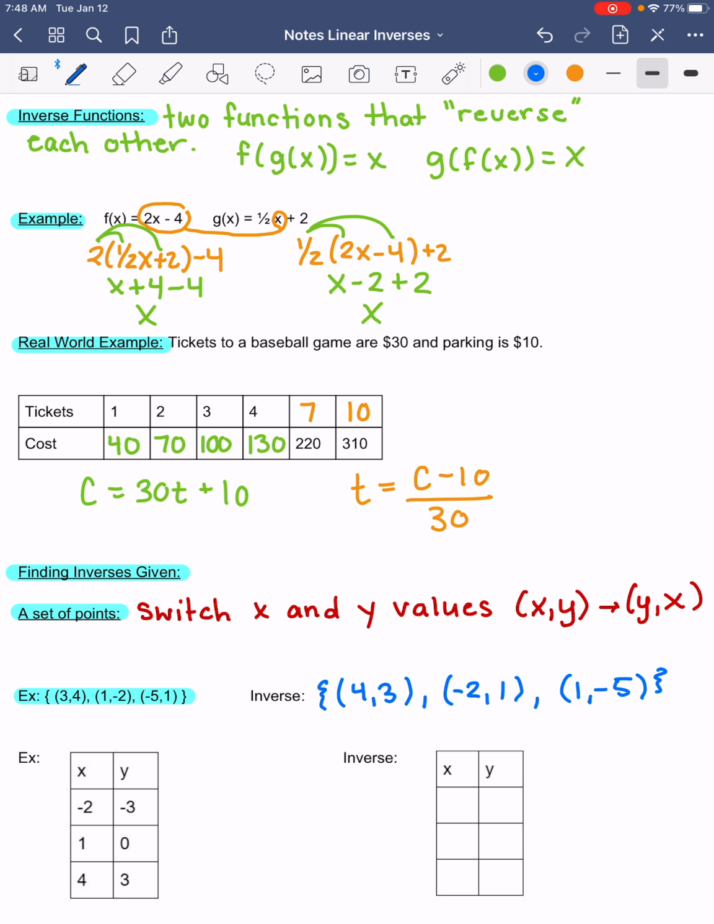That's our answer. If they give it to you in a table, as our next example does, you want to write that down. And then for the inverse, you make a new table. You just do the same exact thing. You switch x and y. My original was negative 2, negative 3, so it becomes negative 3, negative 2. Then it was 1, 0, so that becomes 0, 1. And 4, 3 becomes 3, 4. So if you're given a set of points, really easy. All you have to do is switch x and y.